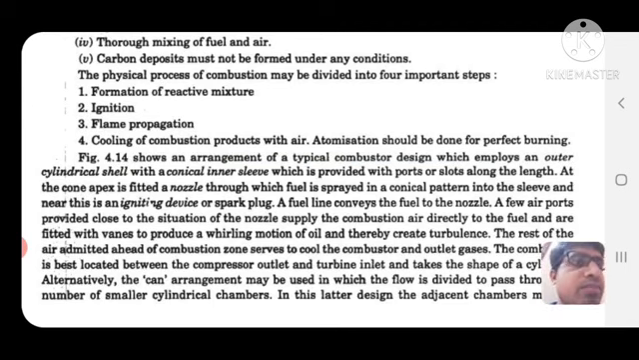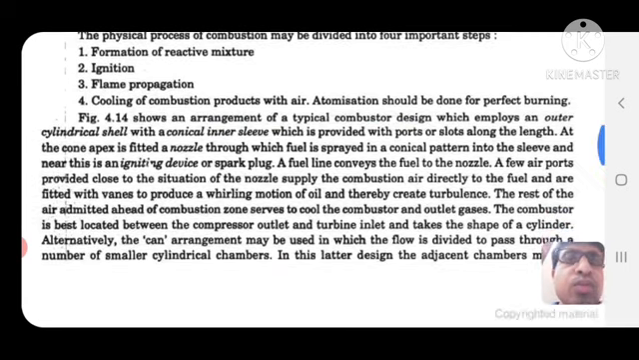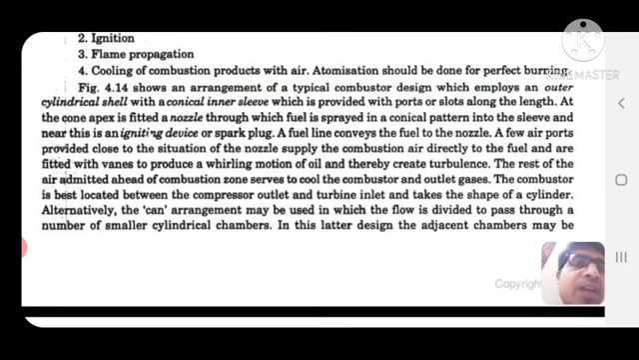Air admission should be done for perfect burning: a cylindrical shell with a conical inner sleeve which is provided with ports or slots along the length. At the cone apex is fitted a nozzle through which the fuel is sprayed in a conical pattern into the sleeve, and near this is an igniting device or spark plug. A fuel line conveys the fuel to the nozzle.